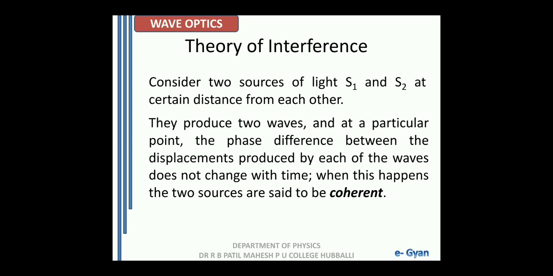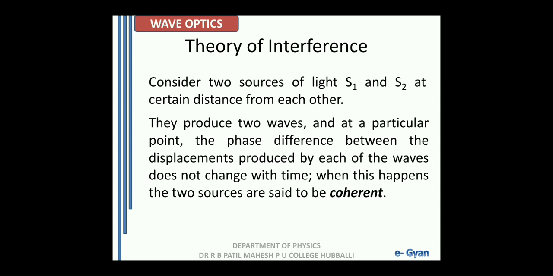So we go through those cases to understand in detail. We consider two sources of light, S1 and S2, placed at a certain distance from each other. The waves produced by these two sources, S1 and S2, at a particular point where they meet or superpose, assume that the phase difference between the displacements produced by each of the waves does not change with time. Then we say that the two sources are coherent.